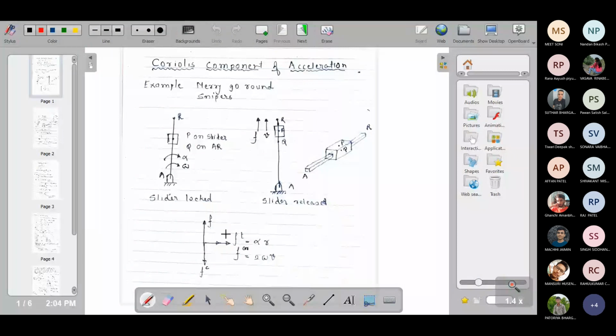One is the tangential component, and its magnitude is alpha into R, where alpha is the angular acceleration, and R is the length of the link AR. So you can get the tangential vector.